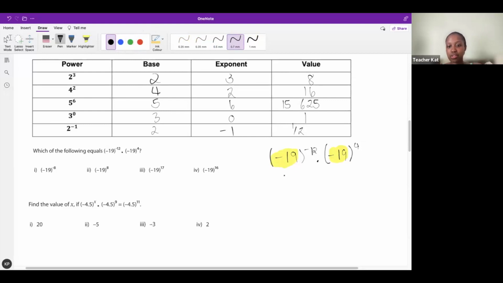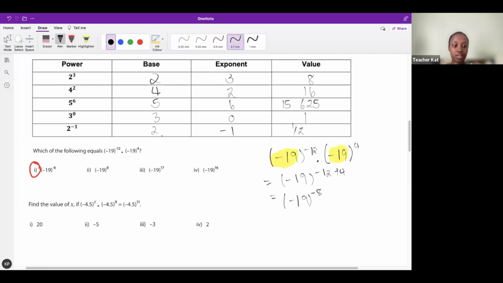Exponents. Beautiful. So then it's going to be -19 equals to the power of -12 plus 4. So what is -12 plus 4? My final answer has to be -8. So then my correct option is number what? The correct one is option number 1. Beautiful. So the correct one is option number 1.